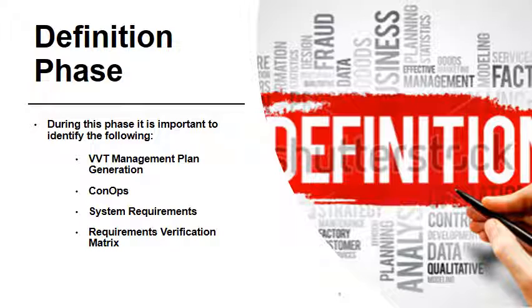After the CONOPS is reviewed, we create the system requirements, which consists of a short list of the entire requirement list. Once the system requirements were peer-reviewed, a final RVM was created. The RVM is needed in the definition phase because it is a verification of the final requirements identified.